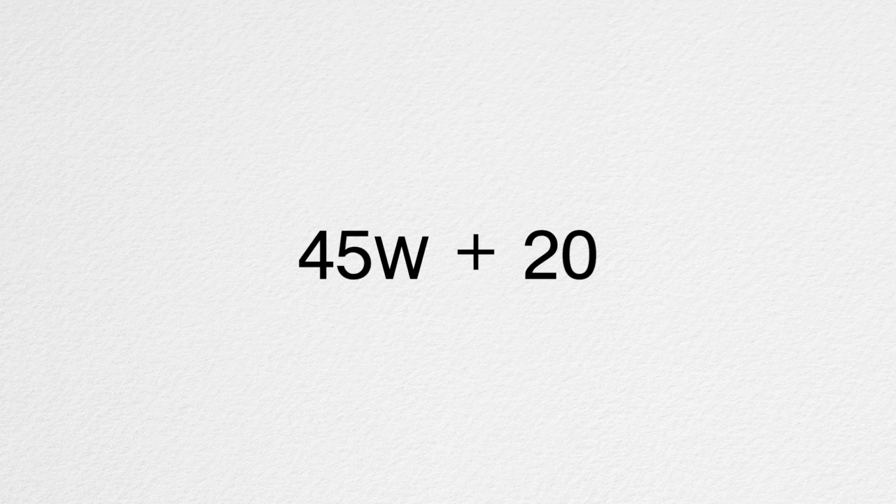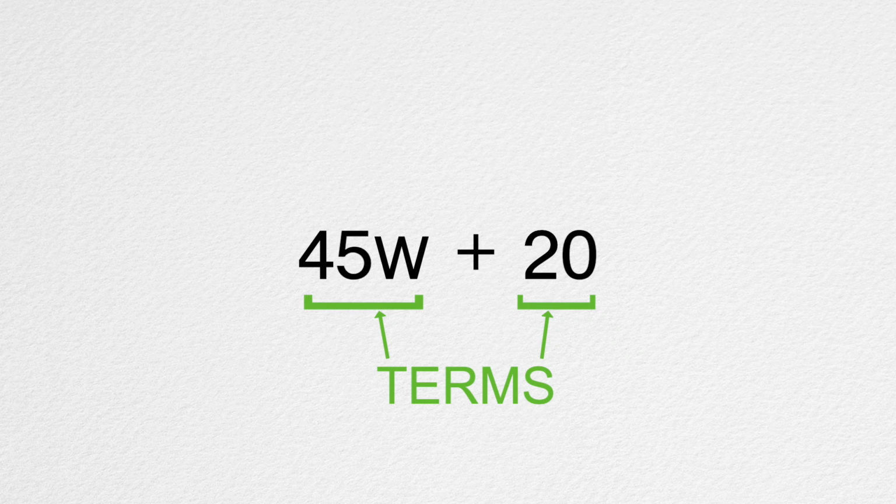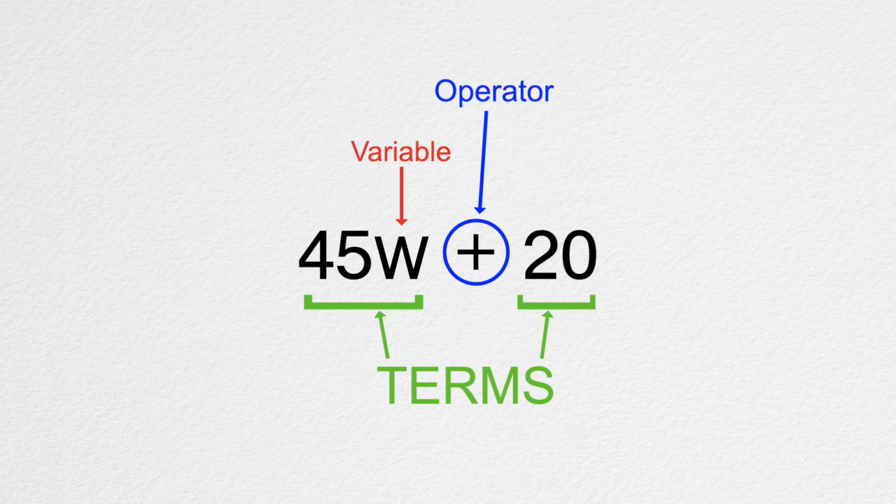And just to introduce some other mathematical language to describe the elements of this expression, we have two terms and an operator, which in this case is an addition. We have our variable, W. Now the 45 can be referred to as the coefficient of W, which is a multiplier of the variable W. So think of it as 45 lots of W. The term 20 can also be referred to as the constant, because it doesn't change. 20 is 20 after all.